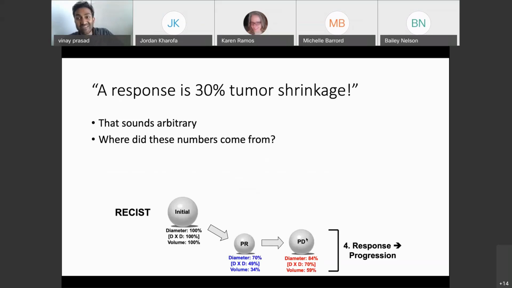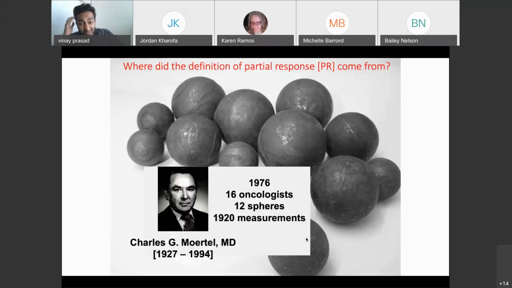This is a clinical fellowship. I got to go look that up when I'm done with fellowship. I'm too busy now. So eventually I looked it up, and this is where it comes from. There's a Mayo Clinic oncologist named Charles Moertel, a very interesting figure, one of the first to oppose the lofty and unsustainable price of drugs. And in 1976, he invited 16 oncologists to participate in an experiment.